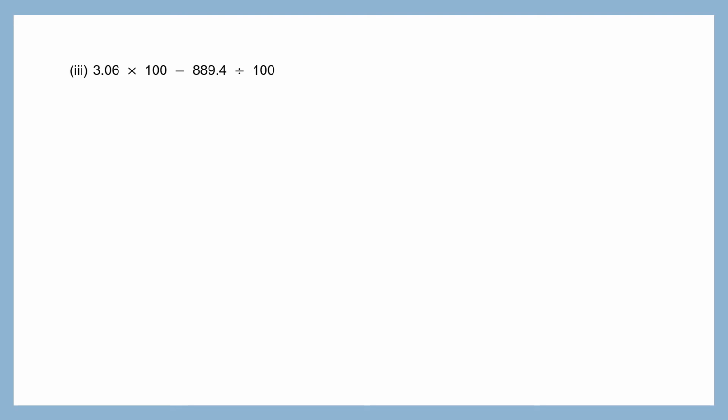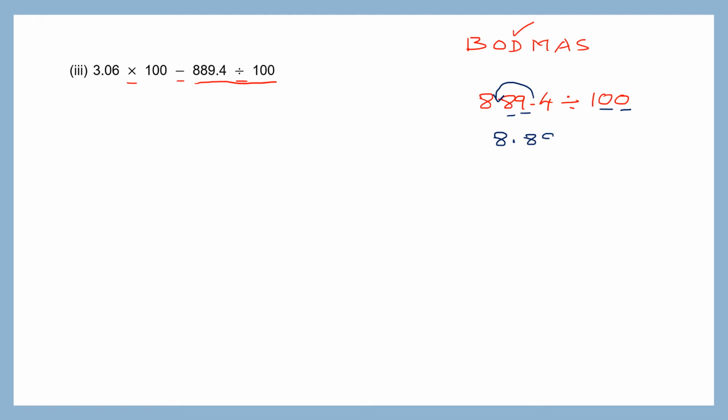Question 3. Now I have multiplication, subtraction and division. So let's follow BODMAS. B-O-D-M-A-S. Now multiplication, subtraction, division. I need to do division first. So let's do this first. 889.4 divided by 100. So don't waste your time doing long division. Simply move the point to the left because there are two zeros. Point moves two places to the left and comes here. So I have 8.894.